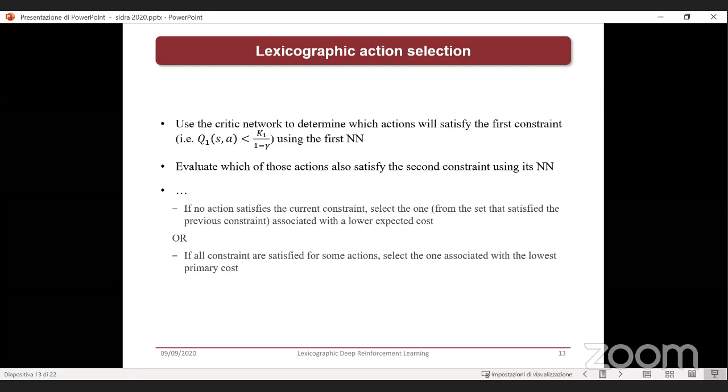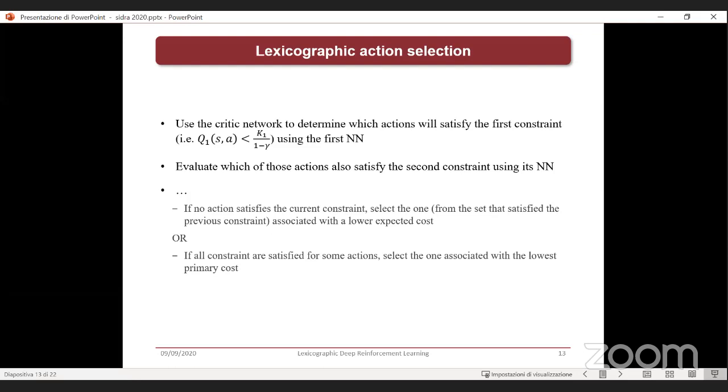If no action satisfies the current constraint, then we have to select one from the set that satisfied all the previous ones, and we pick the one associated with the lowest cost of the cost function associated to the violated constraint. So it is simply a direct translation of the concept of lexicographic optimality. Of course, if all constraints are satisfied for a set of actions, then we can select over that set the action associated with the lowest primary cost.